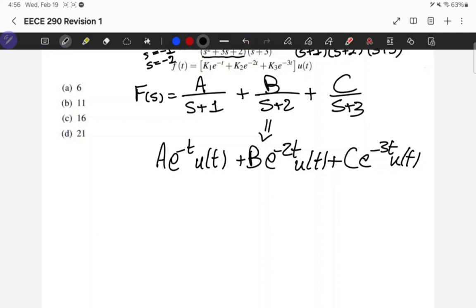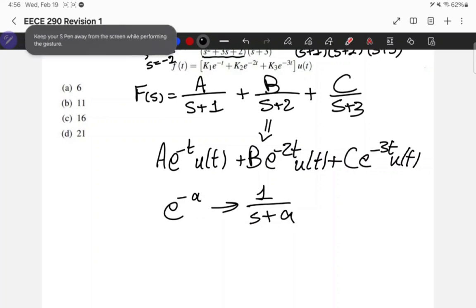Because I know that exponential minus as will go to 1 over s plus a. So if I have 1 over s plus 1, I get e power minus t. And if I have 1 over s plus 2, this is e power minus 2t, and so on, from the table.